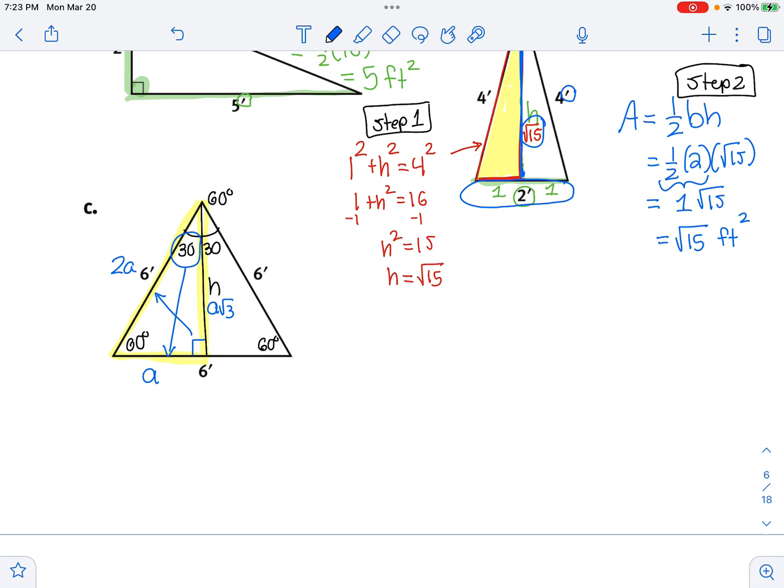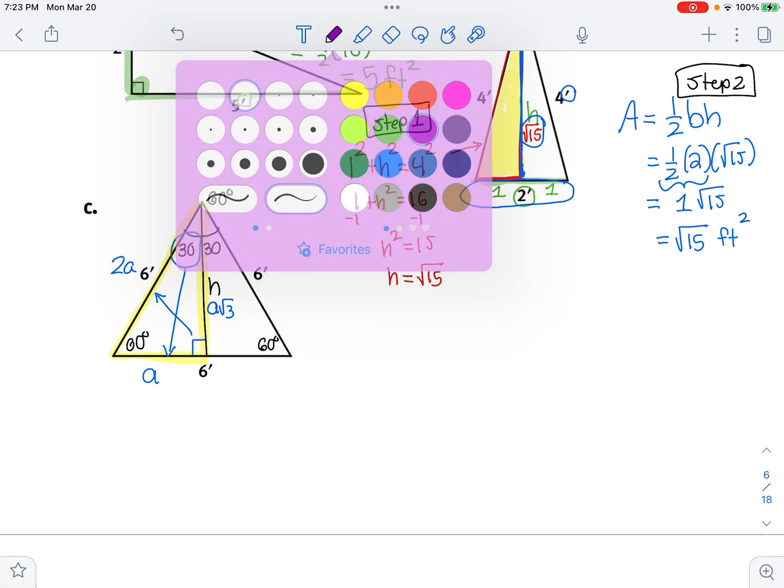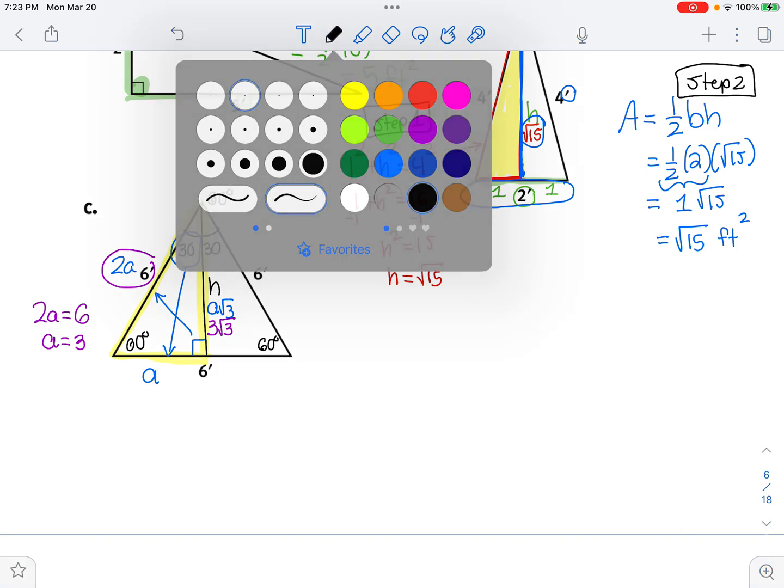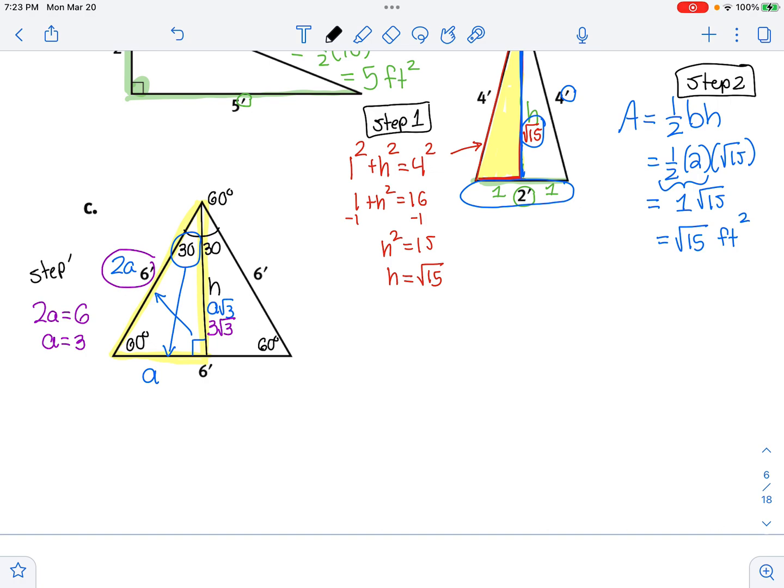So based on this information, if I come over here, it looks like my 2A side is equal to 6 feet. That means that my A is 3. And if my A is 3, then that means that my height here is 3 square root 3. So step 1, again, was to find the height. And this time I found the height by using my special right triangle. So now I know that my height is 3 square root 3.